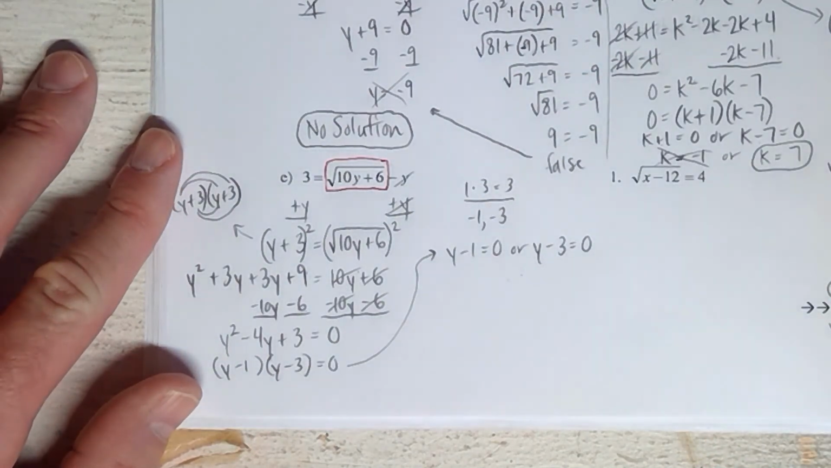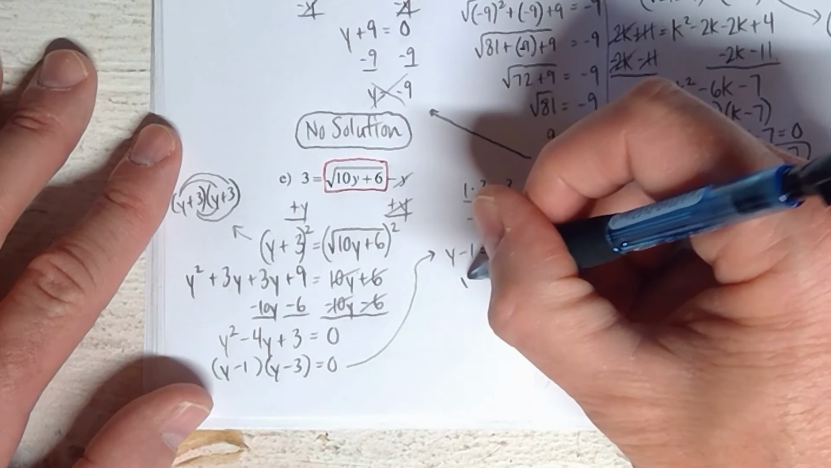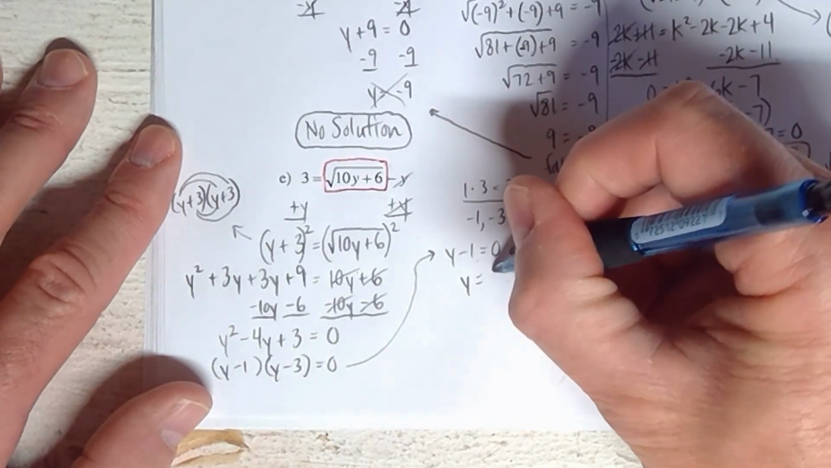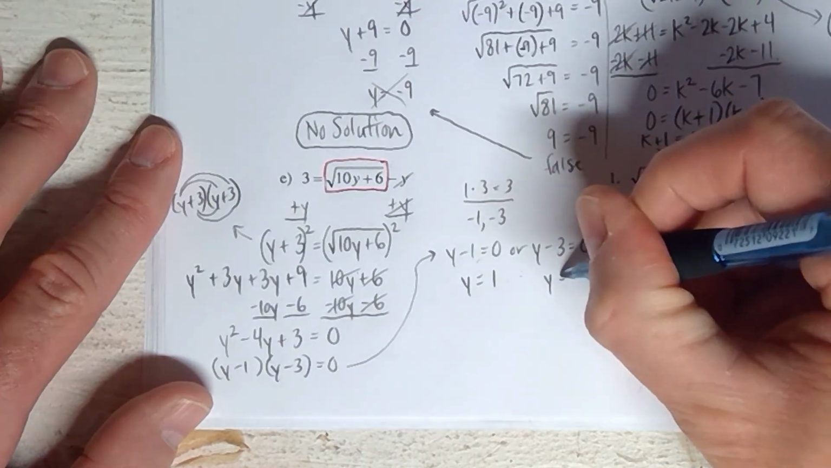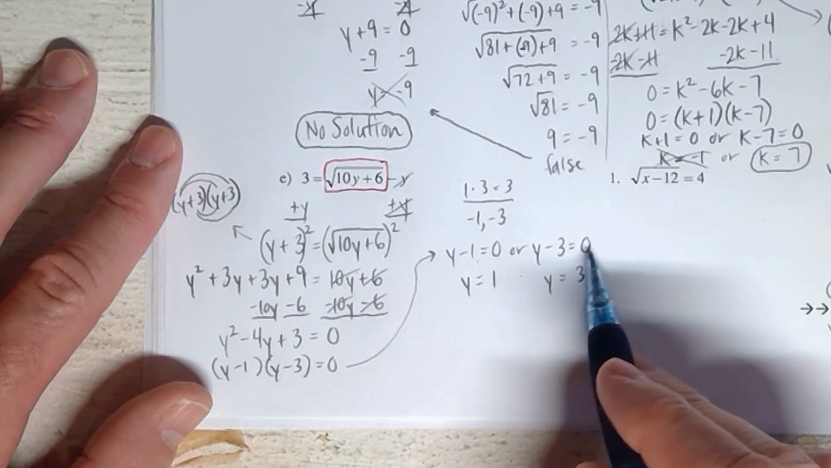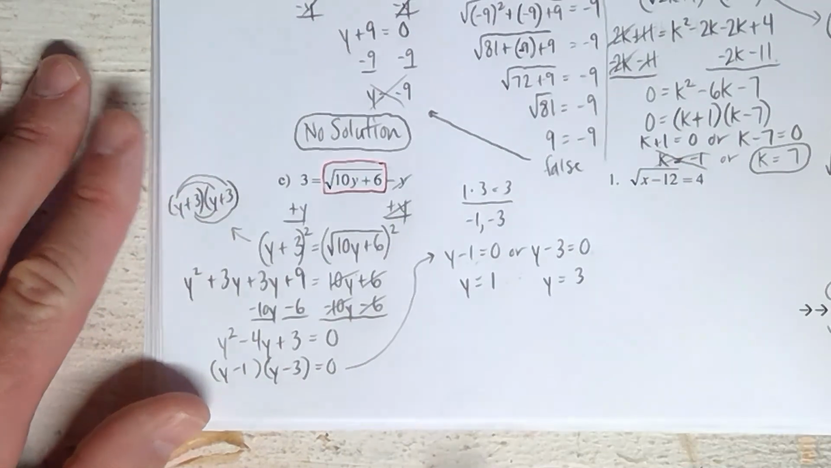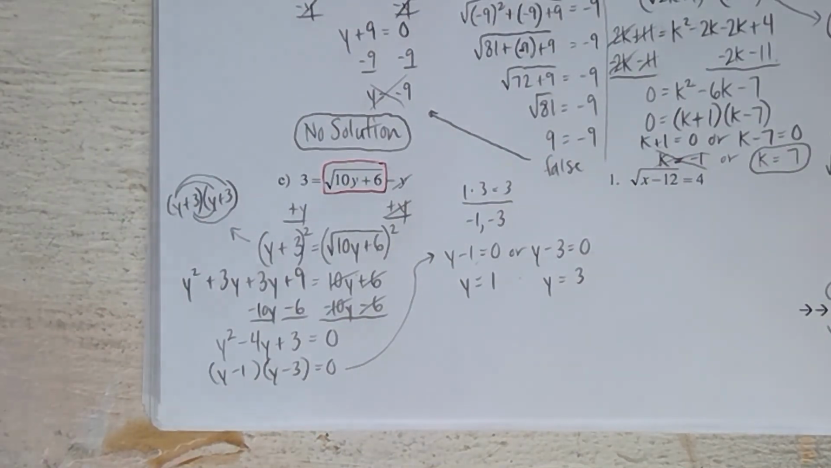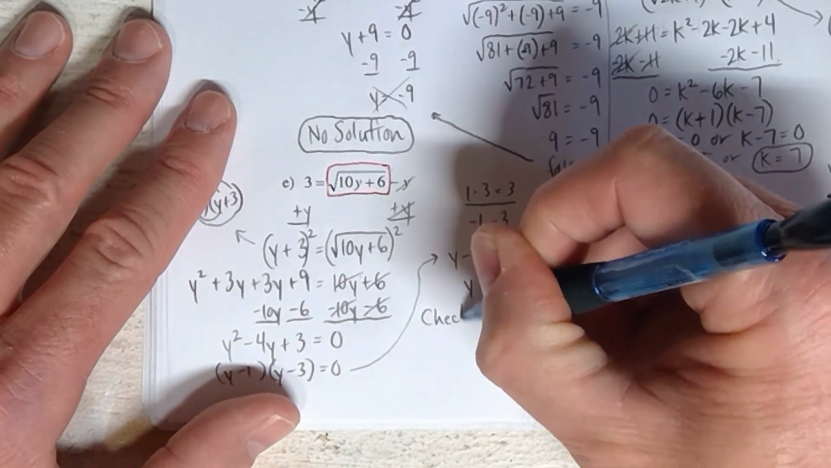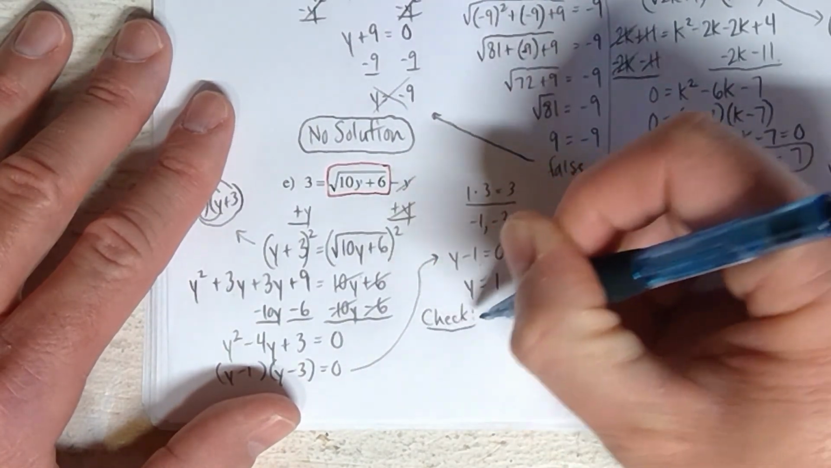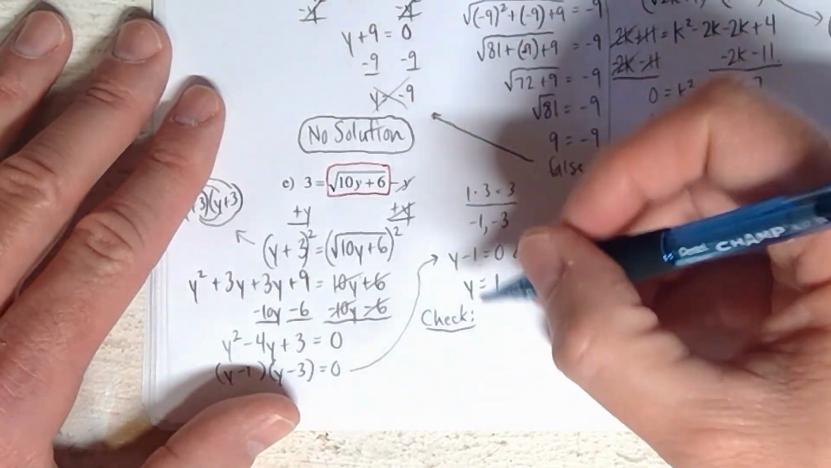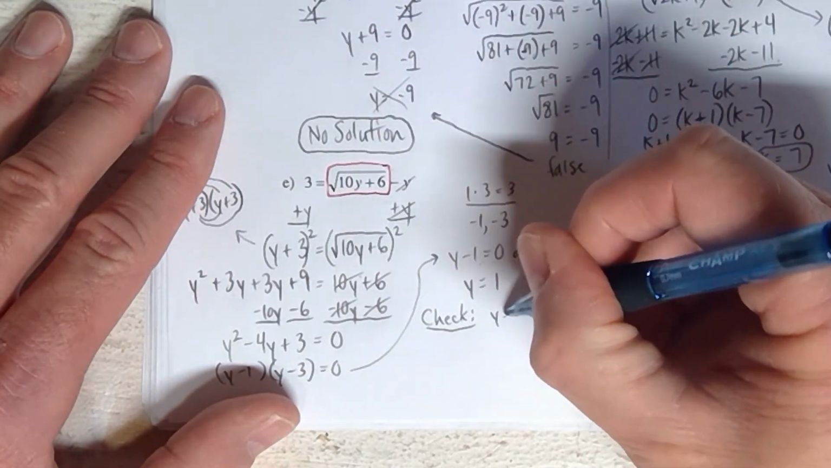Then what? Since these are now linear equations, we move the 1 and the 3 over to the other side by adding the 1 over, adding the 3 over, and we get 1 and 3 as our answers. But don't circle them yet, right? You got to check them. Remember, when you get two answers, check one at a time. Starting out with the 1 here, let's see what I get.